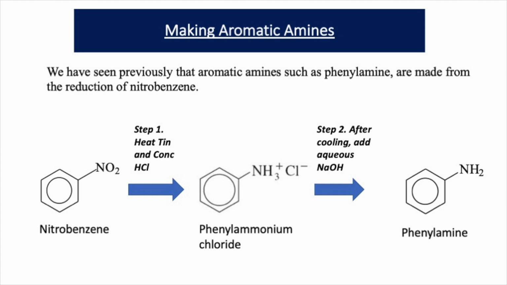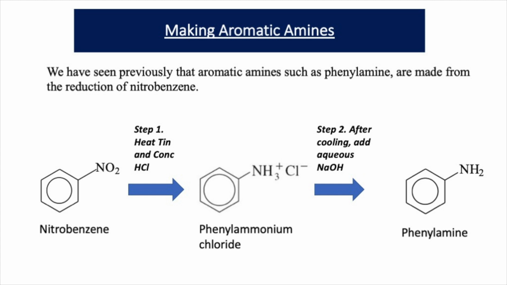Now tin(II) chloride, SnCl2, is very unstable. It readily oxidizes to tin(IV) chloride. So therefore, we have to make it in situ as part of the chemical reaction. So step 1 makes tin(II) chloride. You would heat nitrobenzene with tin and concentrated hydrochloric acid. This would produce tin(II) chloride, SnCl2, as part of the reaction, and the nitrobenzene would be reduced to phenylamine.